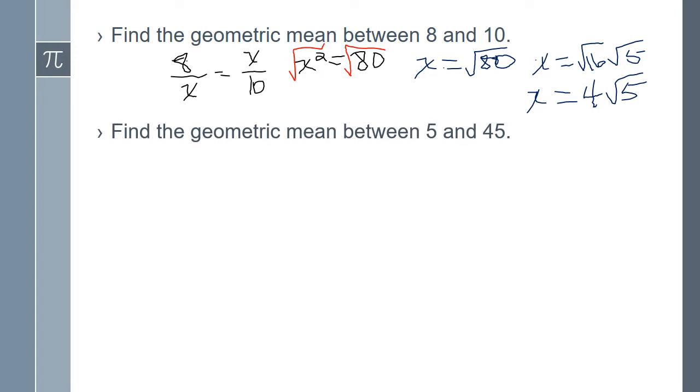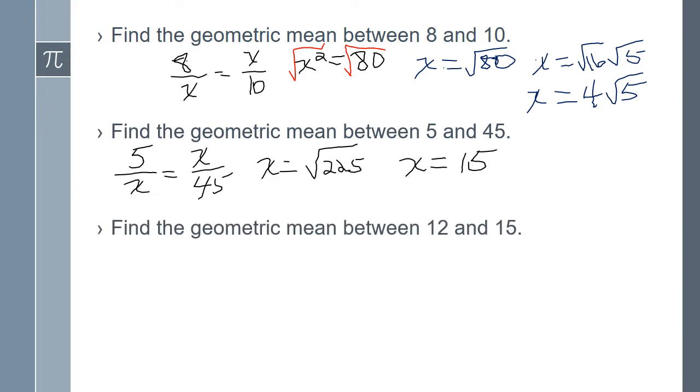Okay, now we want to try to find the geometric mean between 5 and 45. So again, we're going to set this up as 5 over x equals x over 45. Now I end up with x squared equals, so x is equal to the square root of 225. And the 225 is a perfect square, so x is equal to 15.